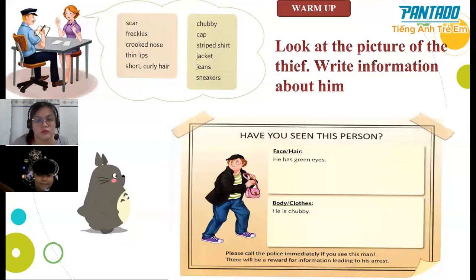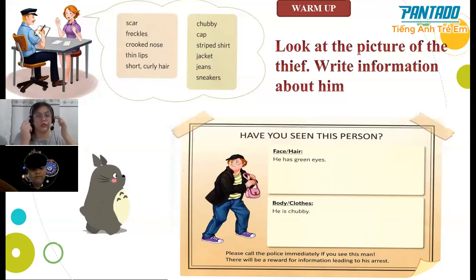He has a nose. Oh, look at his nose. How do we describe that nose? Freckles. He has freckles. The freckles are here. You know those small brown dots that you can see on this part of the face? That is freckles.